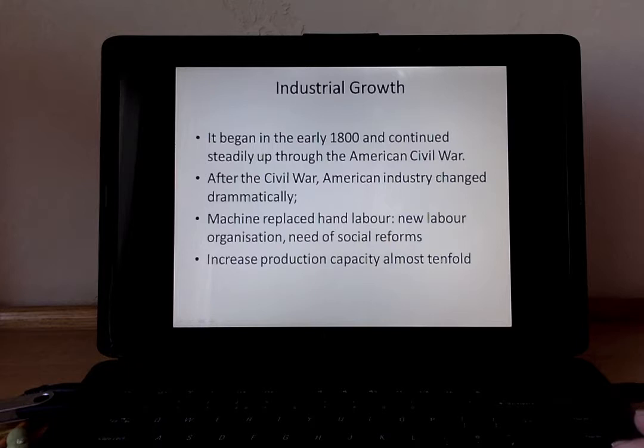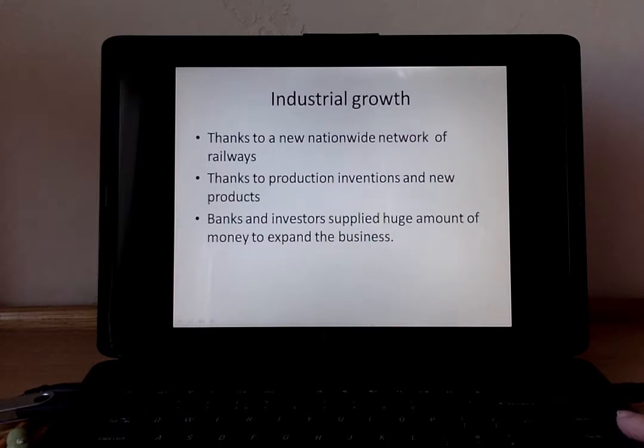However, after the Civil War, American industry changed dramatically. Machines replaced hand labor, new labor organization emerged, and there was a need for social reforms. There was an increase of production capacity almost tenfold. However, there were like two speeds between the North and the South. The North was a lot more industrialized, while the South kept connected with its agricultural background.